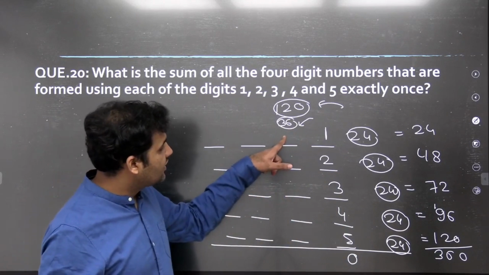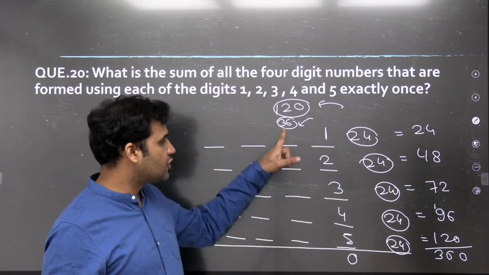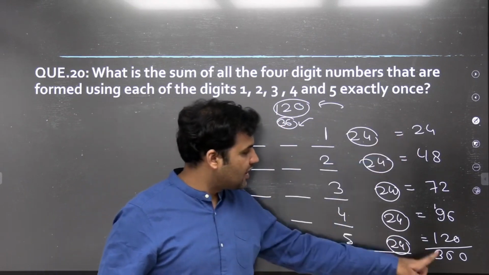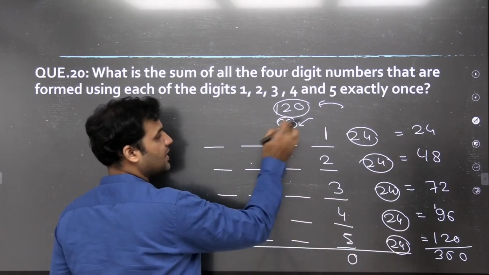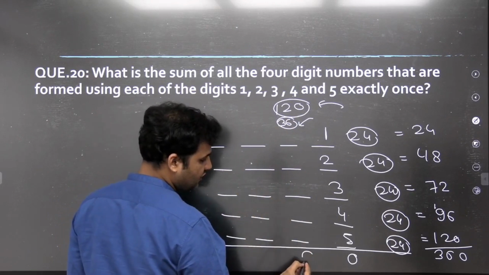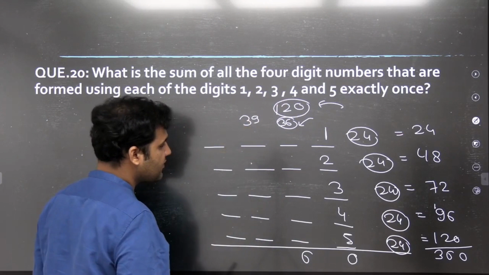Now again, the same thing will happen again, right? Because at the tens position also every digit is coming for 24 times. So therefore the sum will again come out to be 360, right? 360 plus 36 will give you 396. So 6 will be written over here and 39 will be taken as carry forward.